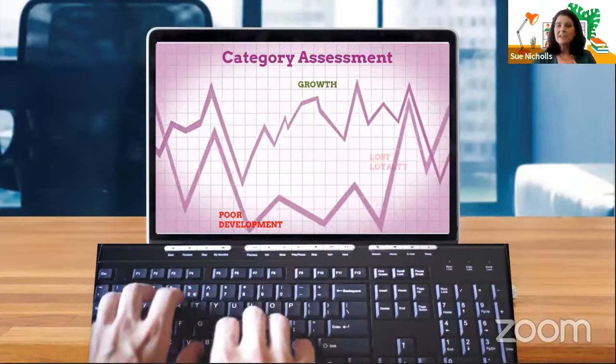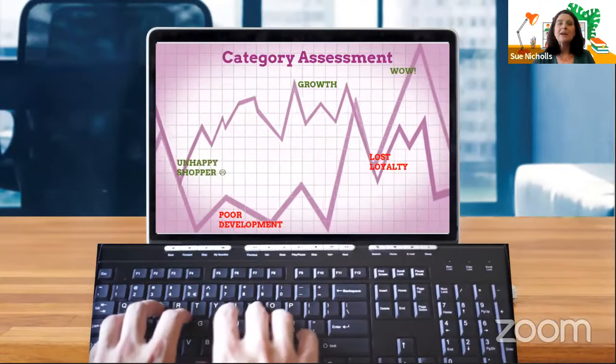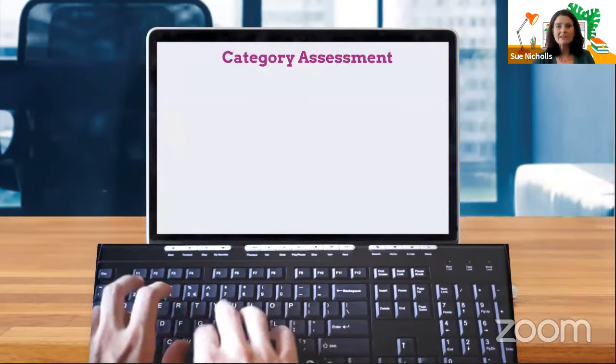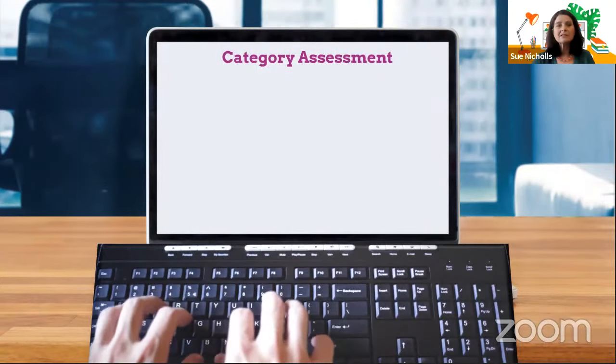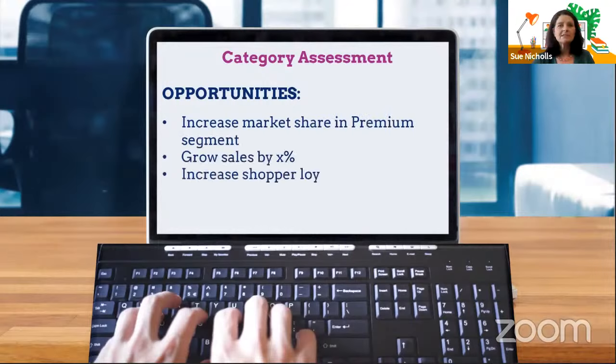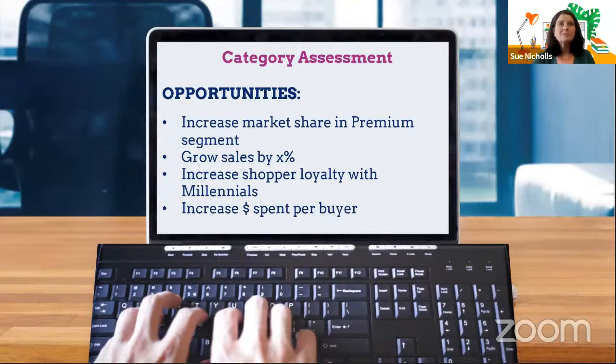So now I understand my goals and strategies, and now I'm working at my desk on a category assessment. I start finding some really great insights that I'm going to suggest to my retail customer. And that's just an example of when we might be doing this. There are different reasons for doing an assessment, so I'm just using the retailer example. I come up with these opportunities: increase market share in the premium segment, grow sales by a certain percentage, increase shopper loyalty with millennials, increase dollars spent per buyer.